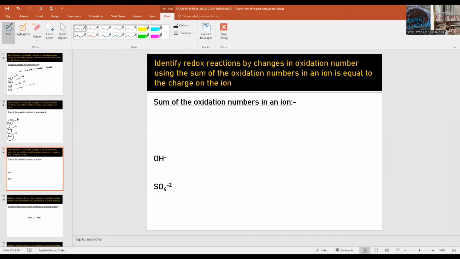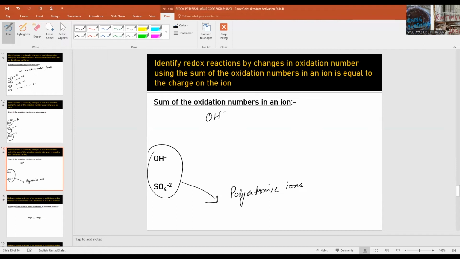Now, the sum of the oxidation numbers in an ion is equal to the charge on the ion. Here we have polyatomic ions. You just see the charge on top. The charge carrying is -1. OH carrying -1. You can work out the oxidation number or state of both of these elements.